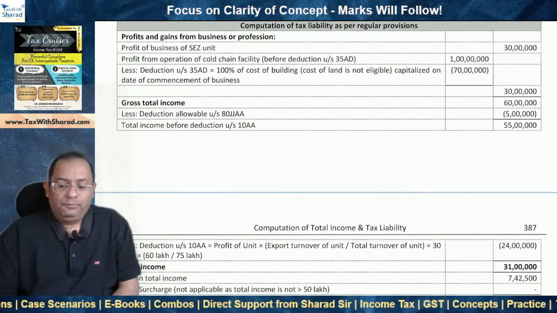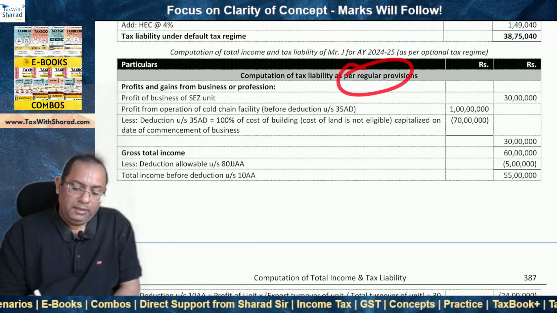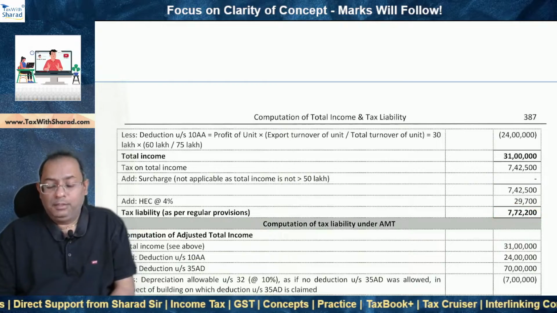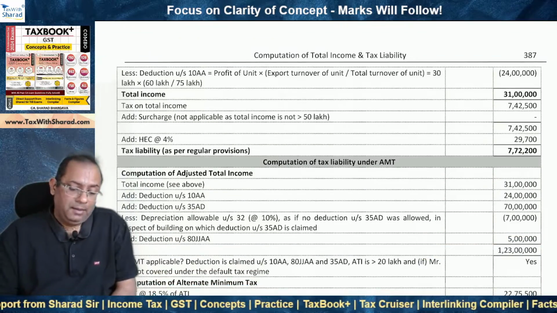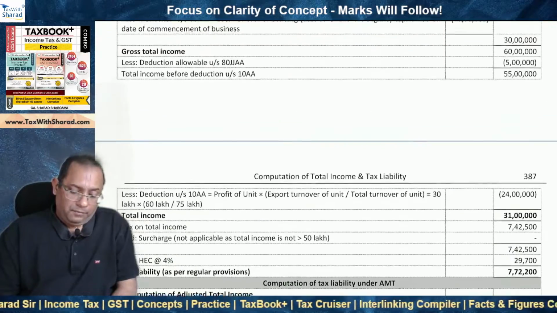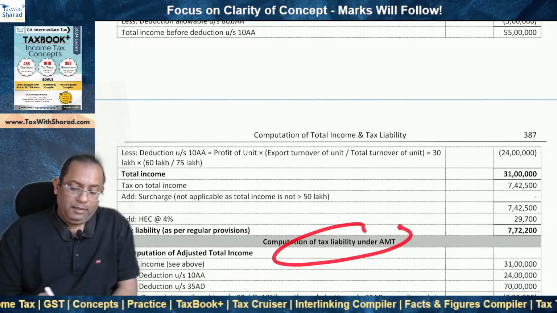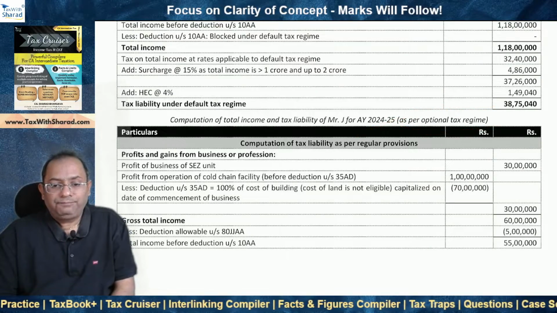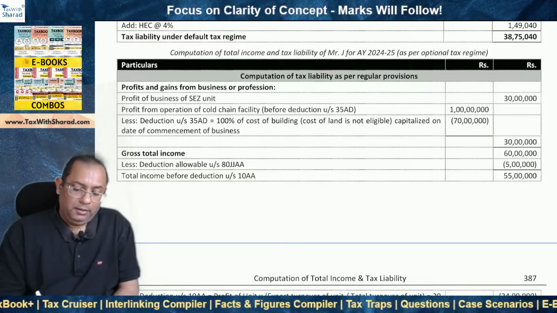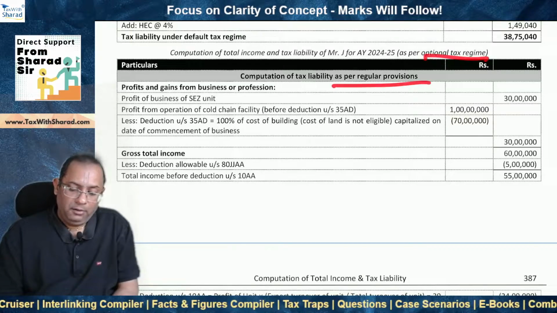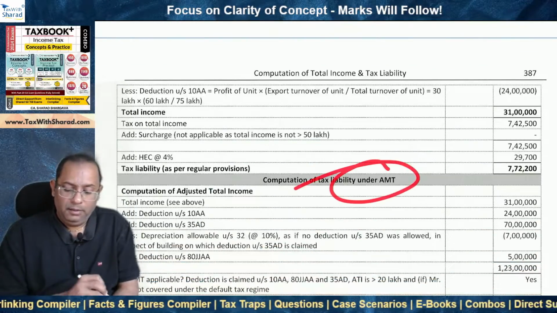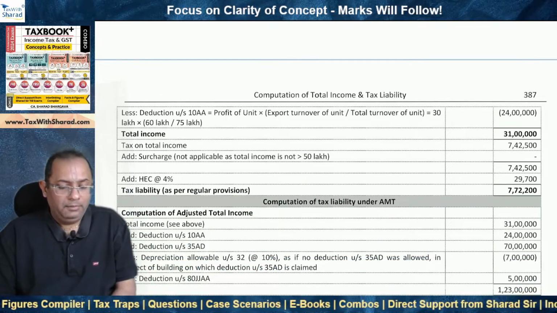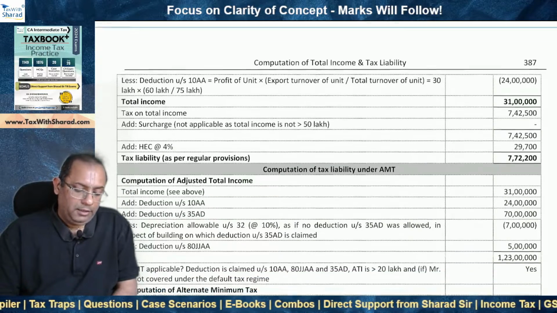So second, the amount of tax liability under regular provisions under the optional tax regime is 772200. Step 3 is now to compute tax liability under AMT, and we are under the optional tax regime. First, under the optional tax regime we made computation as per regular provisions, and now we make computation as per AMT. And why AMT? Because we know that deduction has been claimed under 10AA, 35AD, 80JJAA.